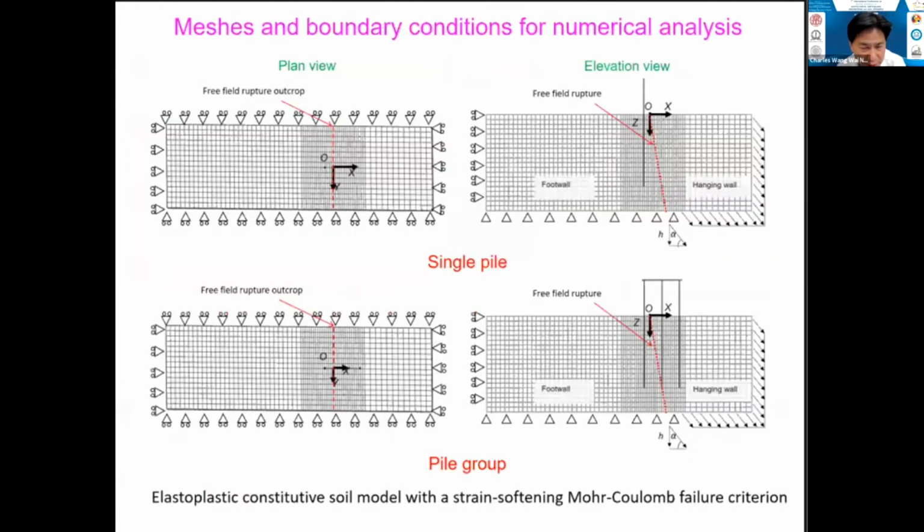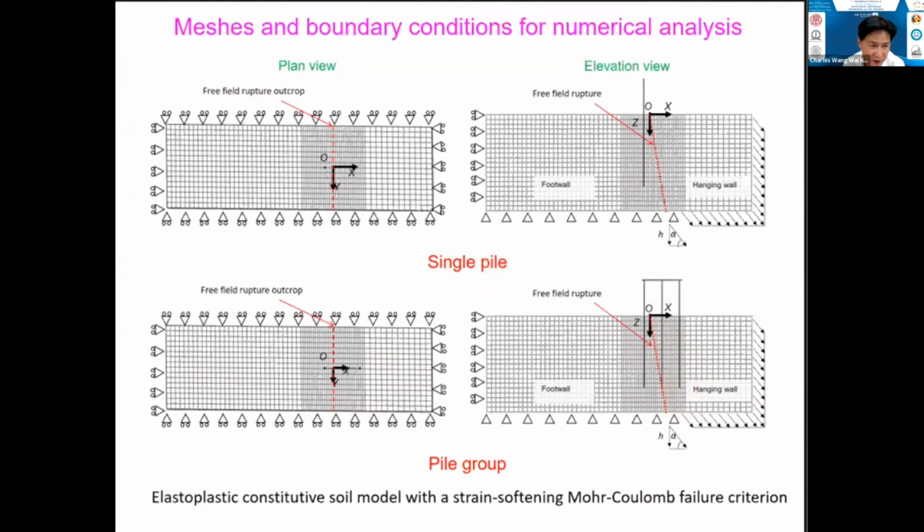In addition to the centrifuge, we also carry out numerical simulation. What you're seeing here, the upper two pictures, are the plan view and the elevation view of the single pile, which is located on the footwall side. The lower two diagrams are for the pile group, again a plan view and an elevation view. Here are the 3 piles: this is the PF pile, this is PB, and this is PH.